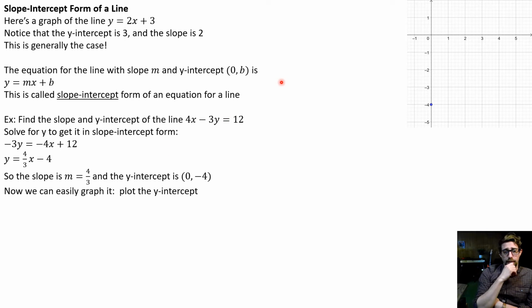So now let's graph it. This is a fast way to figure out the slope, figure out the intercept, and then you have everything you need to know to graph the line. So just put the intercept. The intercept is down here, at -4. And then the slope is 4/3. So remember what that means.